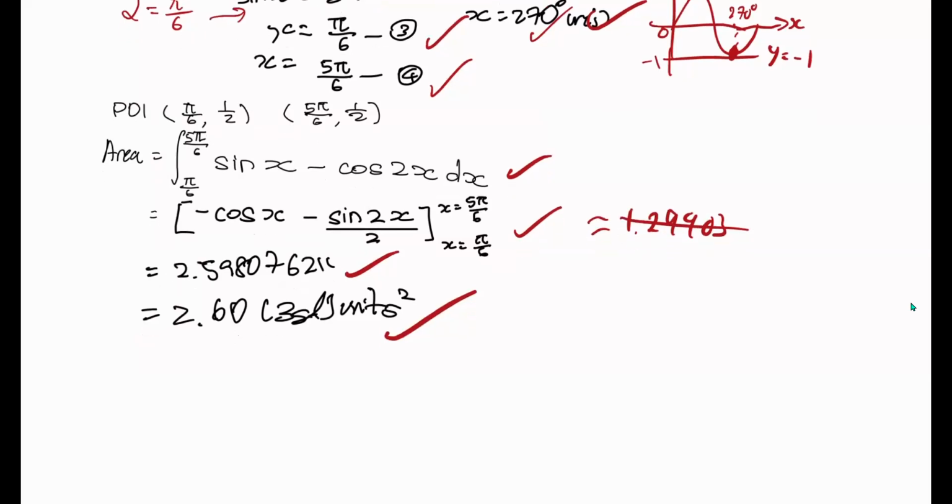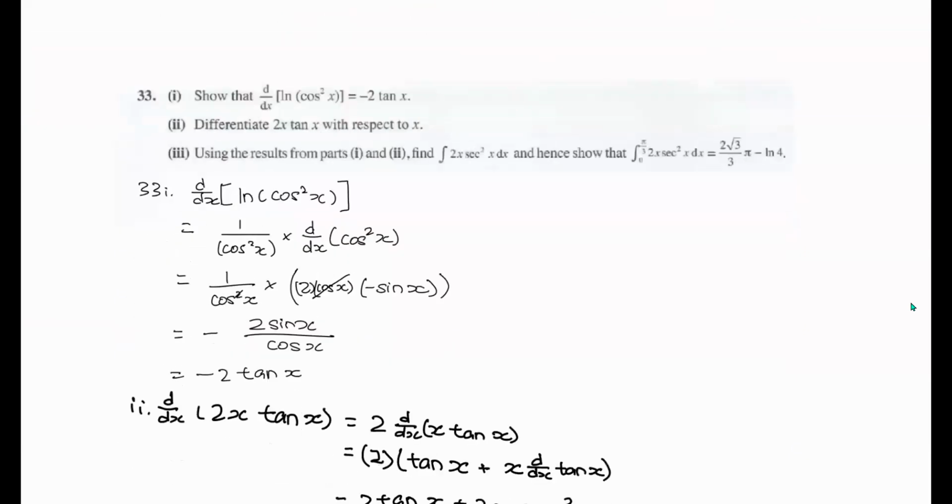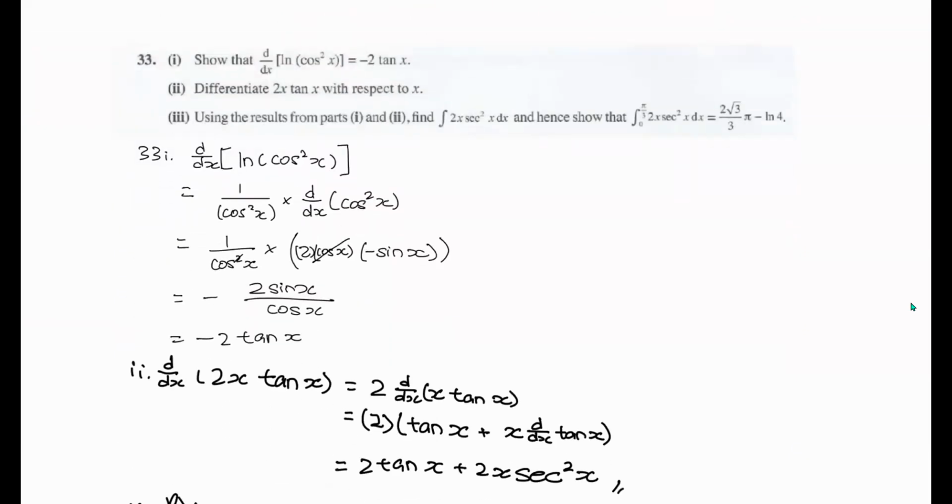Okay, good. Question 33. Next one, show that the derivative of ln cos squared x equals negative 2 tangent x. So 1 over cos squared times the derivative of cos squared. Differentiate cos squared: power rule first, bring down the old power, minus 1 to get the new power of 1. Differentiate cos x, you get negative sin x. Good. Cos cancels away. You're left with negative 2 sin x over cos x. Sin over cos is tangent.